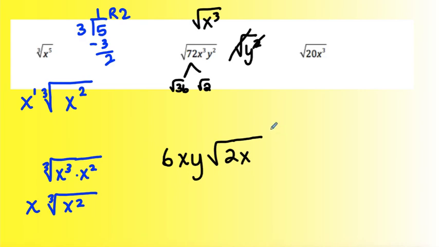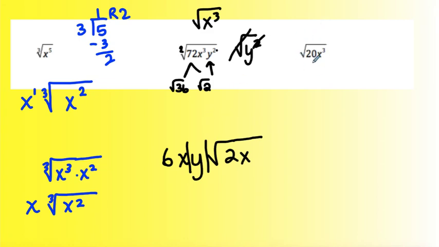Okay, now here's the problem. This y squared has an even exponent, and this is an even exponent, okay? So that means that y needs absolute values around it when it comes out, because we need to ensure that when we take it out, it is a positive number. Okay? All right, let's look at this next one.